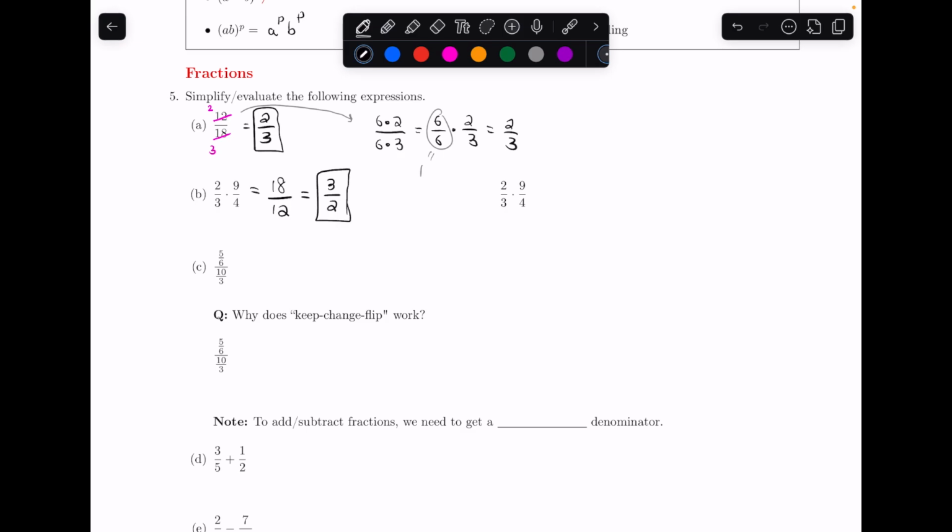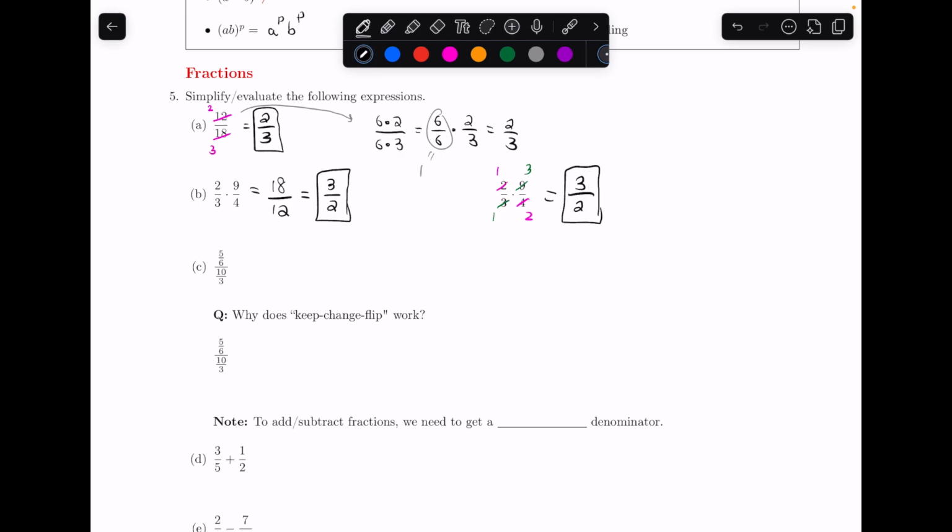Okay. Another way I could have done this is try to cancel first. So I can do that across any of the numerators and any of the denominators that are being multiplied. So I notice the 2 and the 4 can both get divided by 2, which leaves me with a 1 there and a 2 there. The 9 and the 3 can each get divided by 3, which leaves me with a 3 up top and a 1 on the bottom. Now, multiplying the tops together, I get 3 over, multiply the bottoms, and I get 2. And that's my same answer. So 2 ways of multiplying fractions and simplifying.